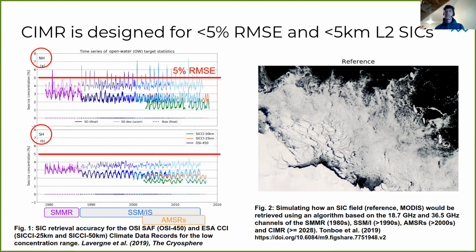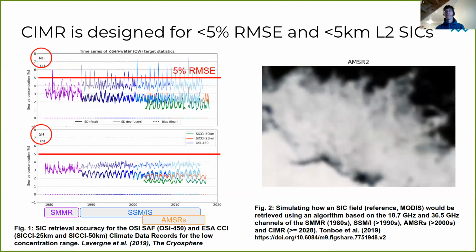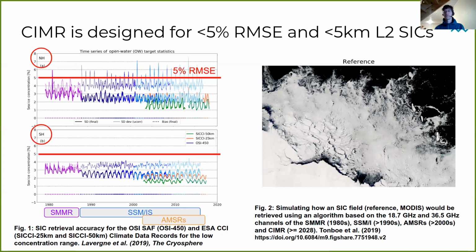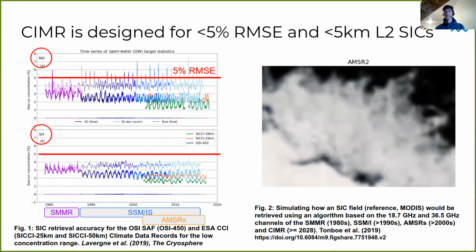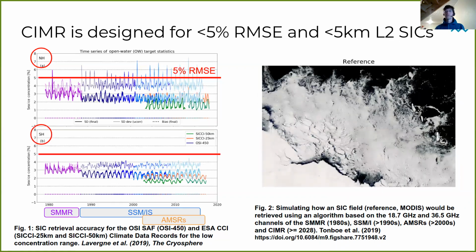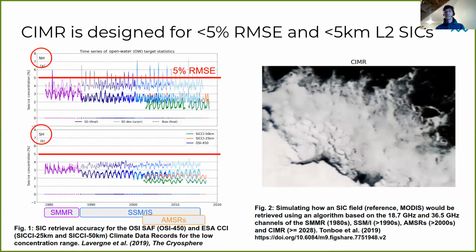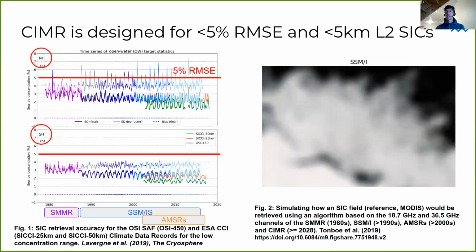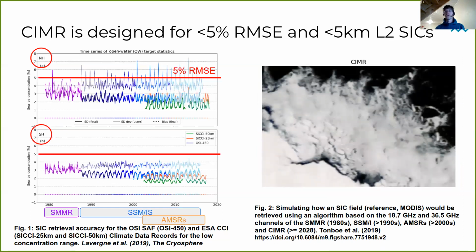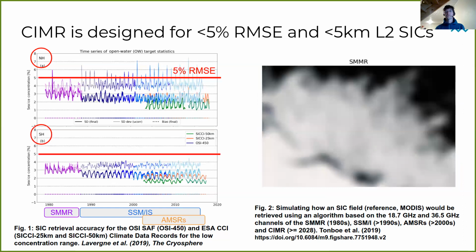Now, for the spatial resolution, to the right here, we show a model sea ice concentration scene. And what we did is we used the same sea ice concentration algorithms and we simulated how the different missions would see this particular scene. So we simulated, of course, the CIMR mission, but also the SMMR, SSM/I, AMSR2. And so you really see that CIMR has the highest spatial resolution of all these passive microwave missions.